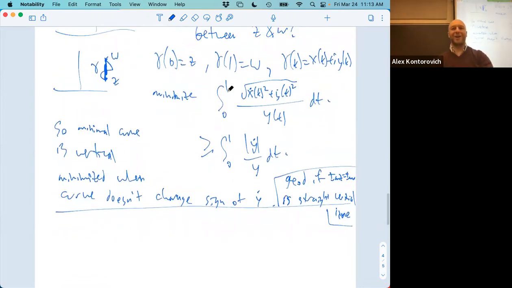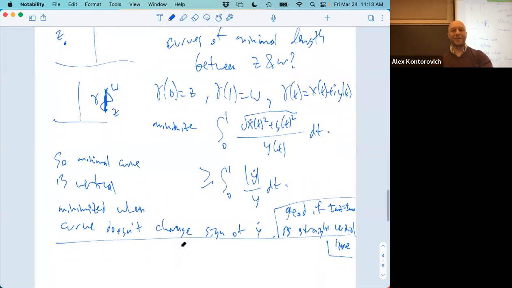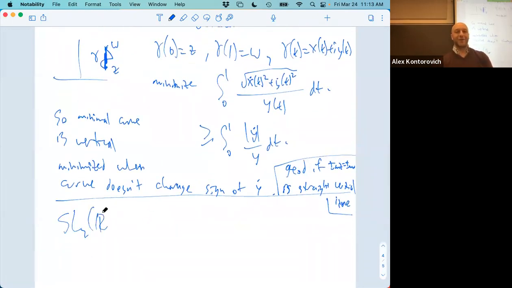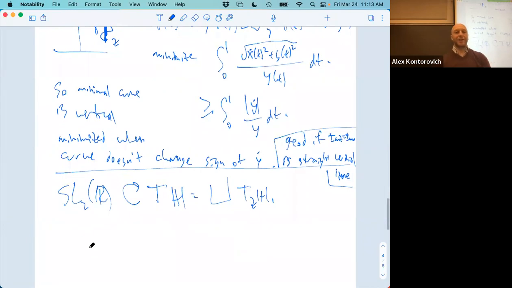Well, now I want to understand how SL2R acts, to come all the way back to your question. How does SL2R act on the tangent space? Well, the tangent bundle. The tangent bundle is just the collection of all of these tangent spaces together. You can think of this as the disjoint union of all of these tangent spaces. So if I have a point z and a tangent vector eta, and I have an element g. So g sends z to gz. What does it do to eta?